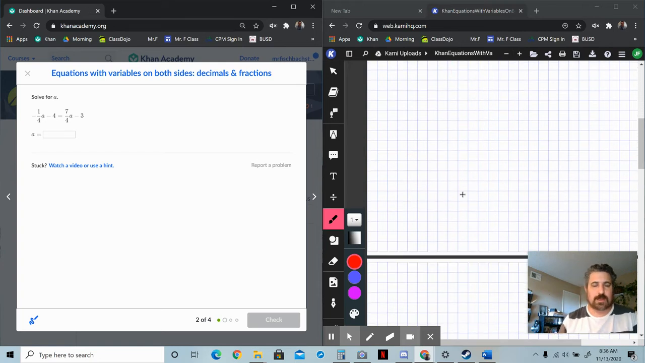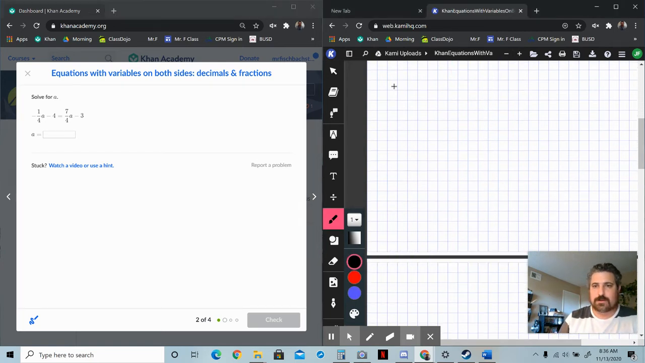Okay, for the next problem, we have some fractions to work with here. So number 2, the fractions that we're working with are negative 1/4 a minus 4 is equal to 7/4 a minus 3. Okay, so first double check to make sure you copied it correctly. I feel pretty good about that. You have fourths on both sides of this equation. So you want to get rid of the fourths. What I recommend you do is just multiply the whole thing by 4. That's what I would do first.